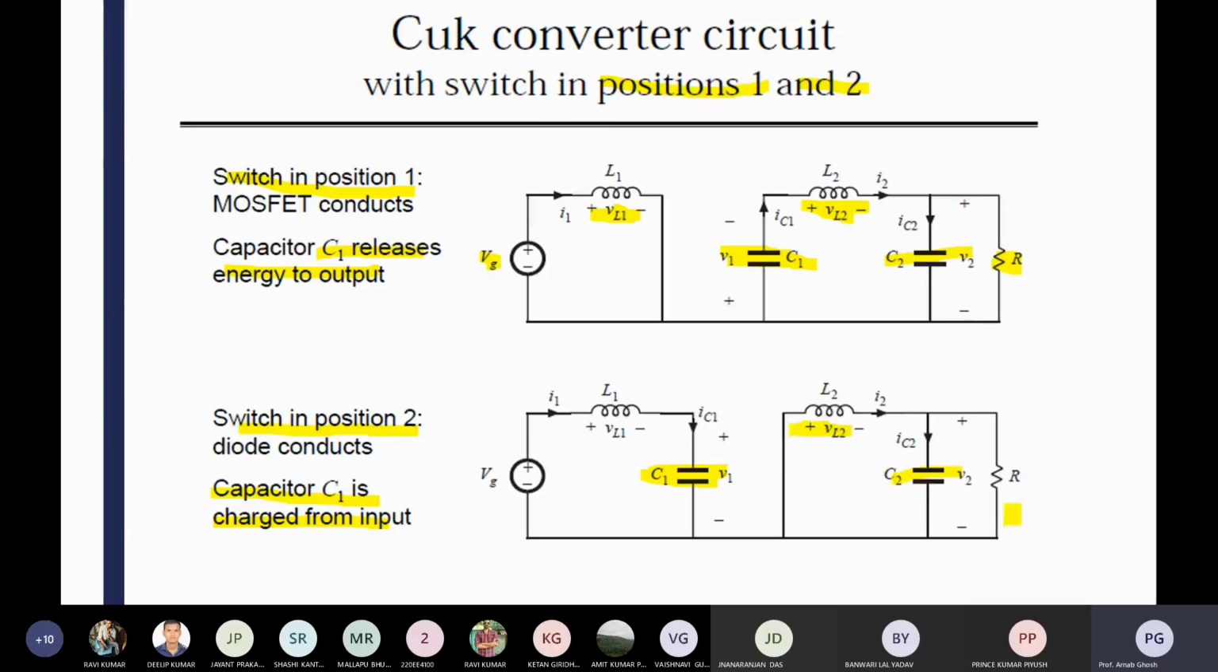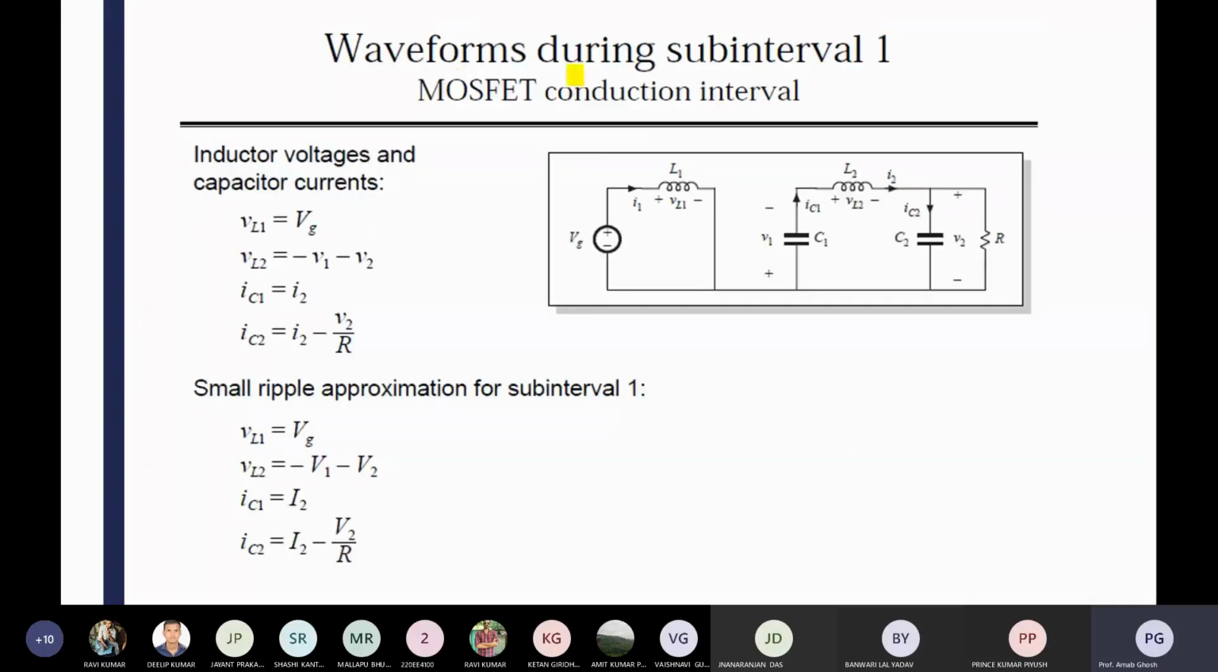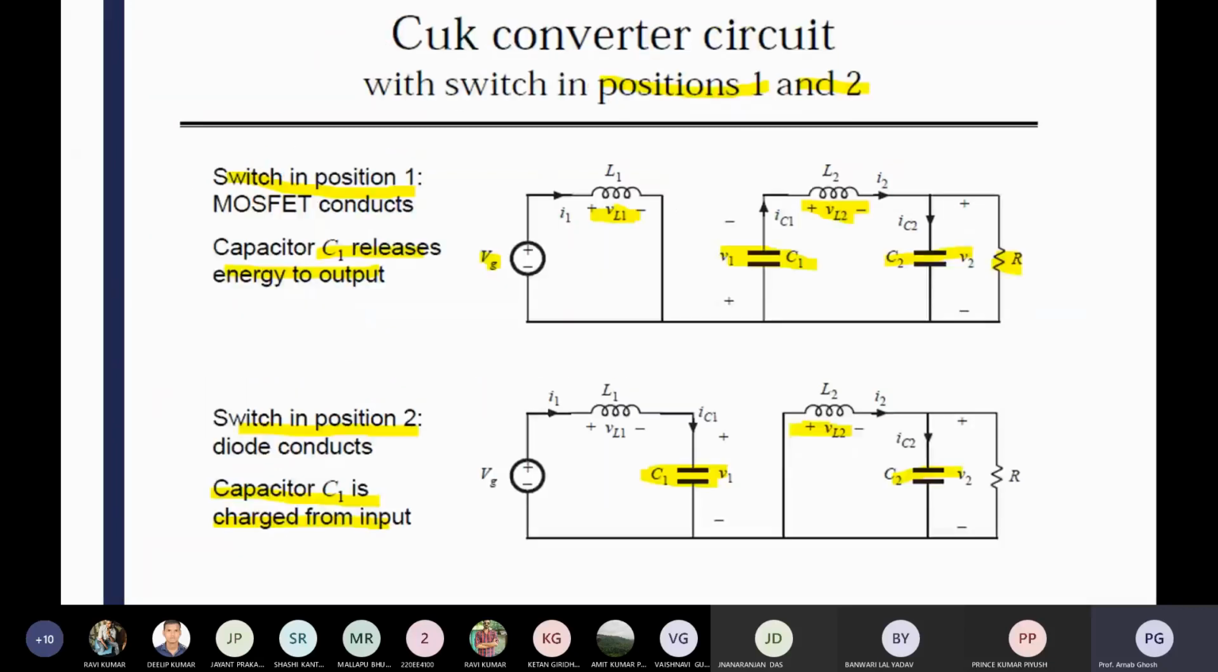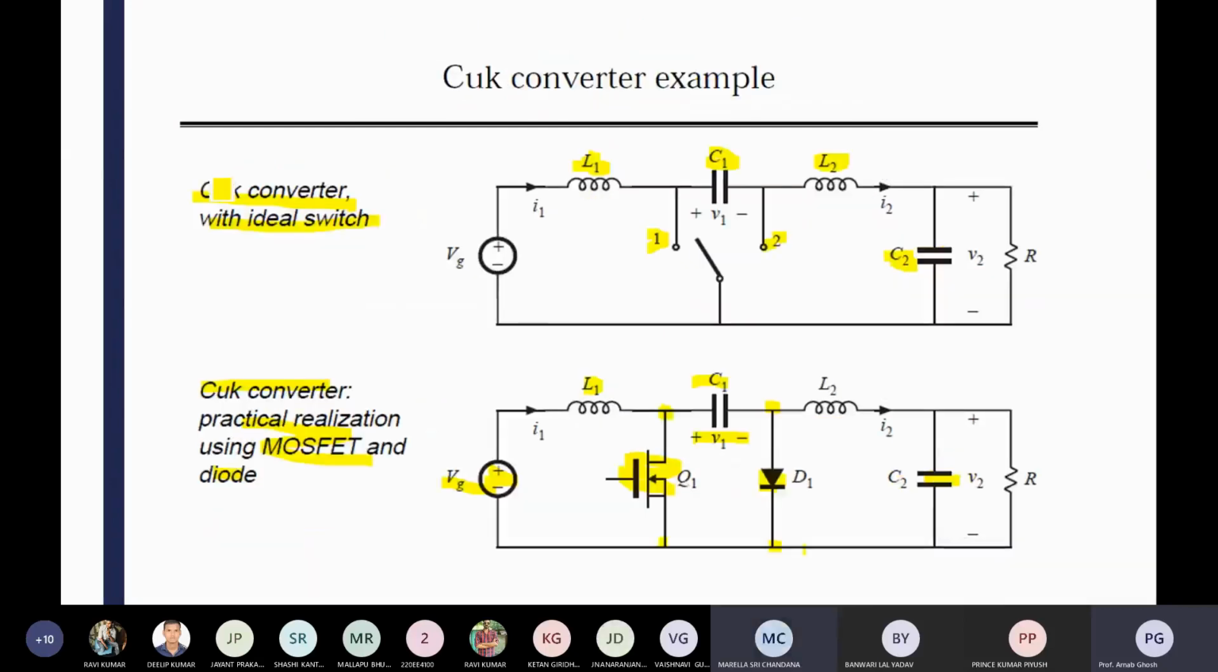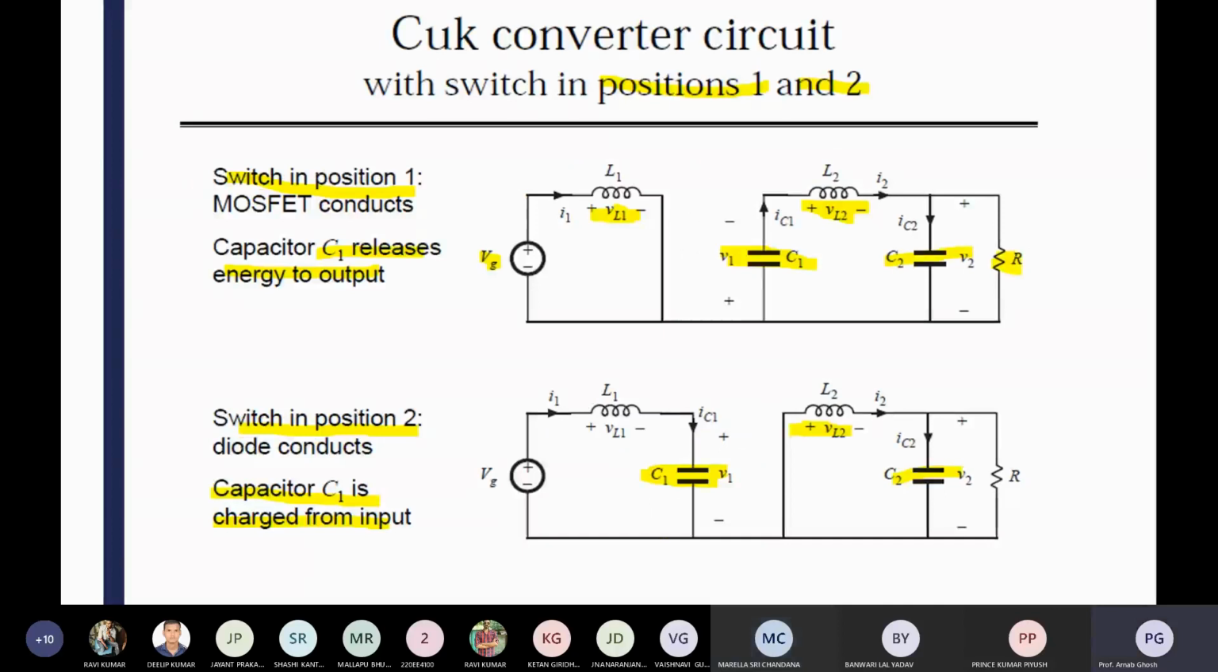So the waveform during this, what happened? Sir, in the previous slide, in the first position, capacitor C1 is releasing the energy, right? Yes. Then why is the convention different in both circuit cases? From position 1 to position 2, the convention is different. Here in this slide, sir, the V1 voltage, since C1 is releasing the energy, the current direction IC1 is different in both cases.